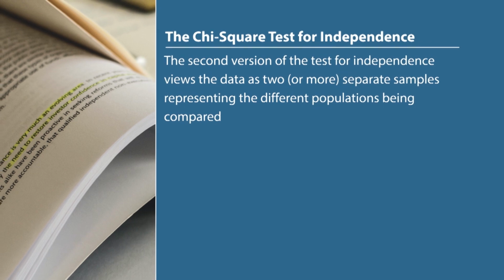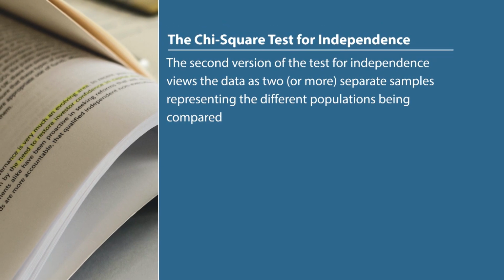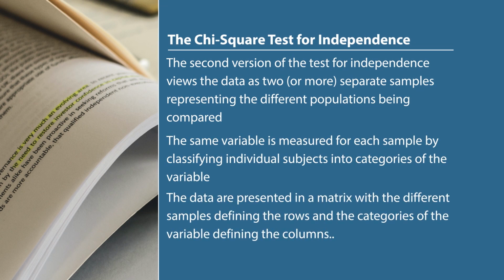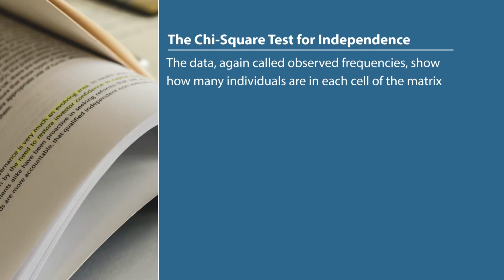The same variable is measured for each sample by classifying individual subjects into categories of the variable, and the data are presented in a matrix, with the different samples defining the rows and the categories of the variable defining the columns. So the chi-square test for independence: the data are again called observed frequencies, showing how many individuals are in each cell of the matrix.